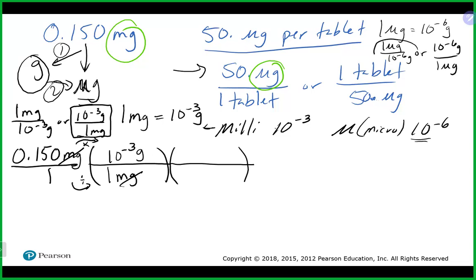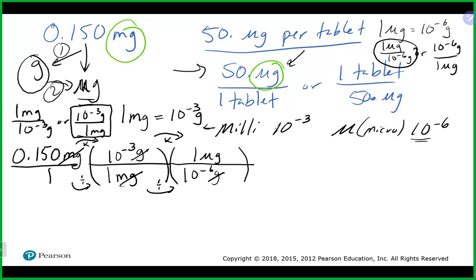I need grams on the bottom, which means I need to use the conversion factor like so. And that's going to put 10 to the minus 6 grams on the bottom, 1 microgram on top. Still multiplying the top, still dividing the bottom. Grams on top and bottom are going to cancel. That will now turn my units into micrograms. And the reason, again, I'm doing that is my conversion factor in the problem is in micrograms. So they've got to be in the same units to use them together.